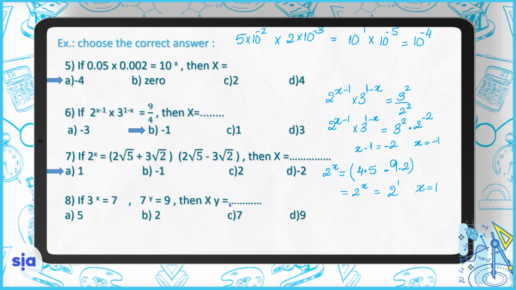Question 8. If 3 power x equals 7 and 7 power y equals 9, then what is x times y? Here we know that 7 is 3 power x, so we can replace the 7 by 3 power x, all to the power of y equals 9. So 3 to the power of xy equals 9, and 9 is 3 to the power of 2. Then x times y equals 2, because if the base is equal to the base, then automatically the power is equal to the power.